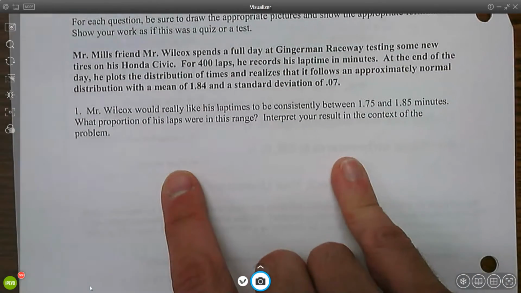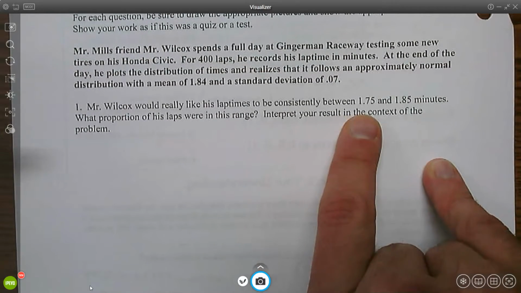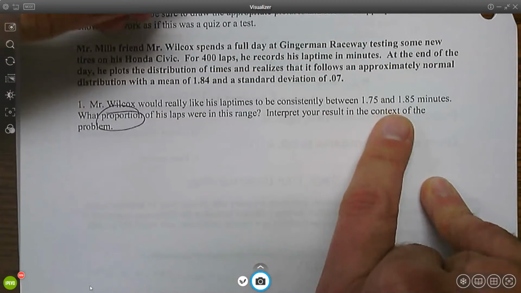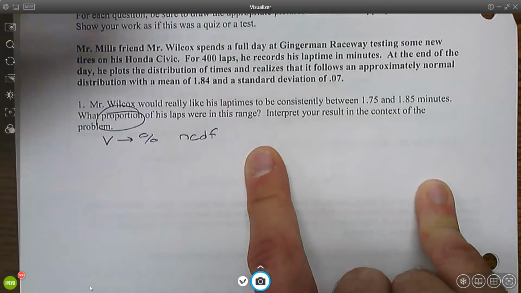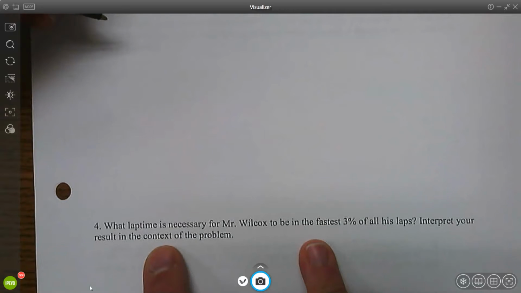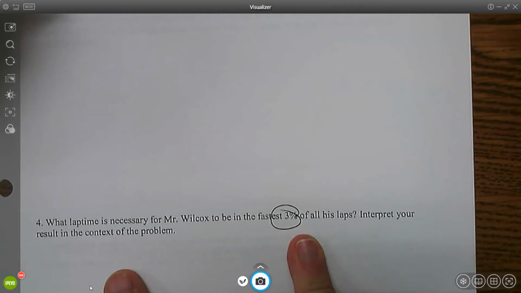Some of you did this in class, this specific question, and put it on the poster, but it's worth talking about again. You want the time between 1.75 and 1.85, what proportion? This is asking for a percentage, and we have values. So this is going value to percent. This is going to be norm CDF. So I can tell really quickly, find the proportion, that's value to percent. In what proportion? That's value to percent. What time is necessary to be in the fastest 3%? That's percent to value. So that's how I'm analyzing those pretty quickly to tell.